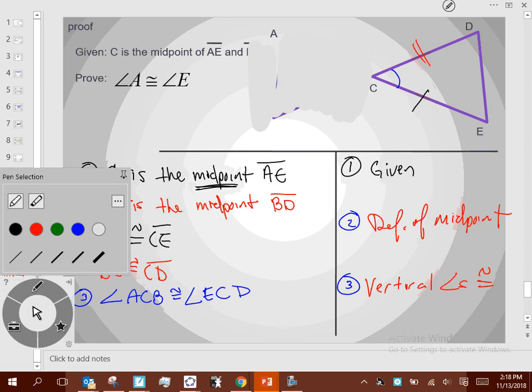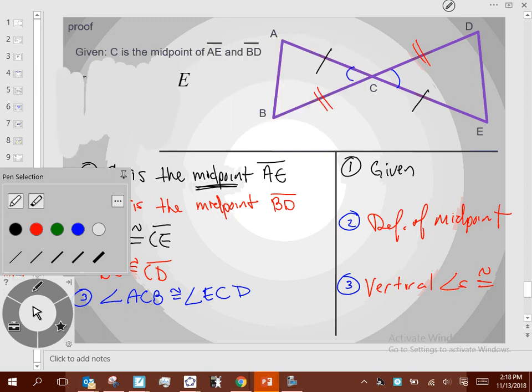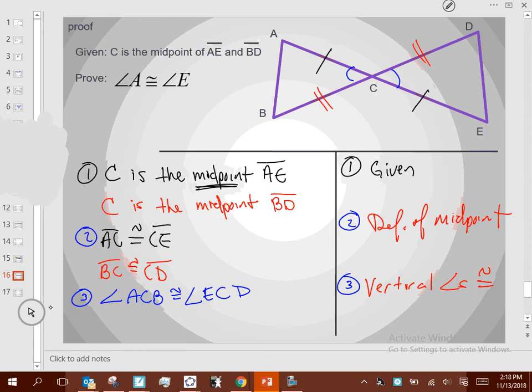Side angle side. The order of the parts on that side? Side angle side. Okay. So are those two triangles congruent? Yeah. All right, so let's name them. Now I said, as long as we name these angles in statement 3 that way, we should be able to just put a triangle out in front of ACB and a triangle out in front of ECD.